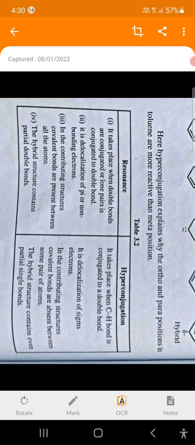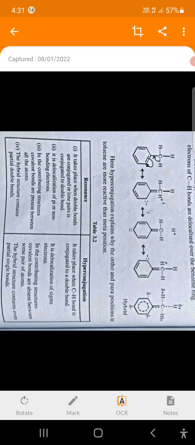Then there is a difference here. Some points are given which show the difference between resonance and hyperconjugation. All of you study hyperconjugation and resonance thoroughly, and see here the points which show the difference between those two effects, which are simple points.